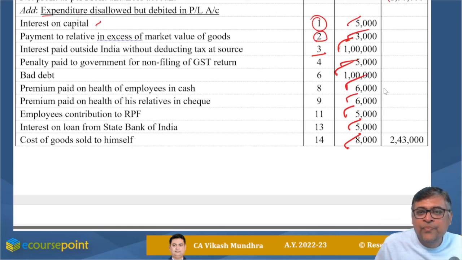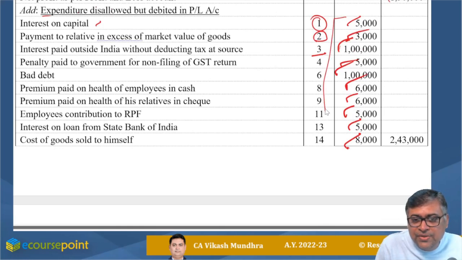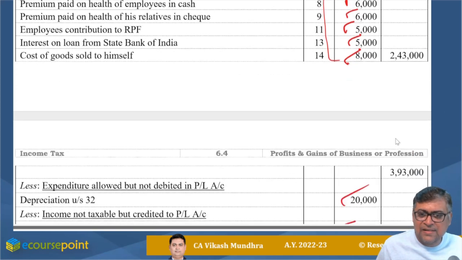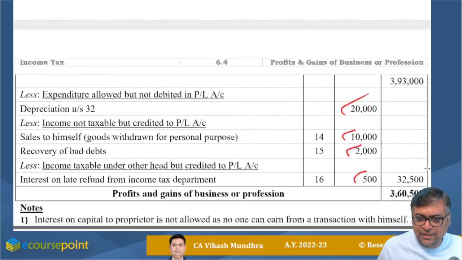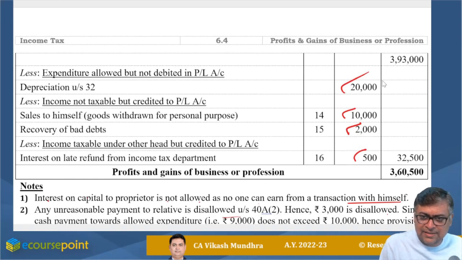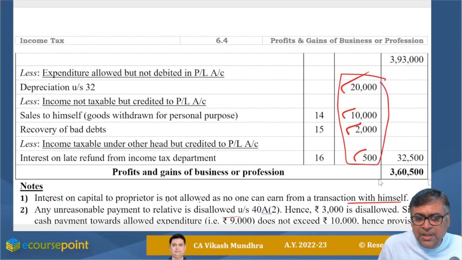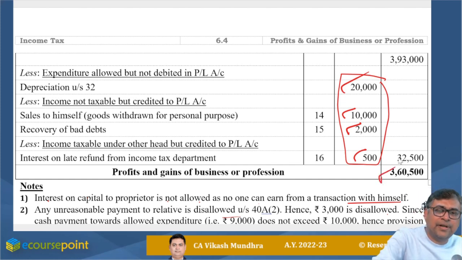So altogether, the summation of the added items is 2,43,000. After this, my income would be 3,93,000. After adjusting this reduction item, that means less, I got my profit under the head PGBP 3,60,500.